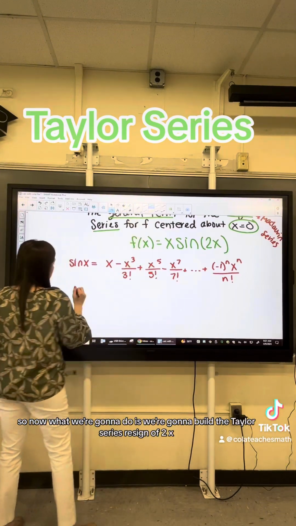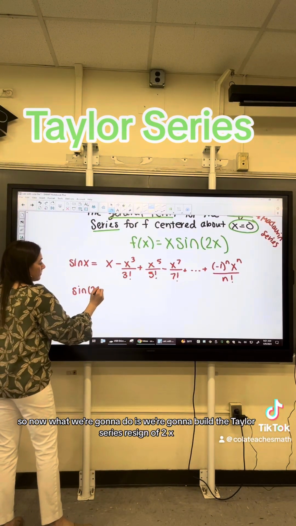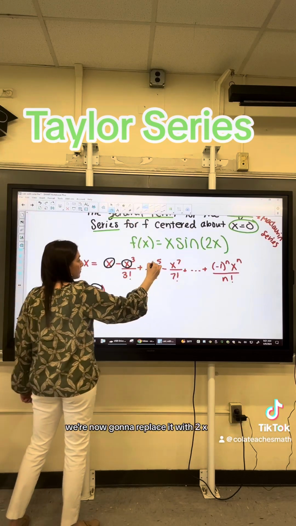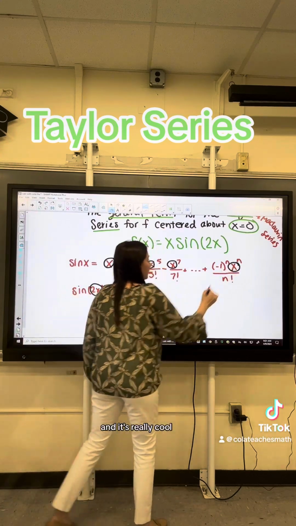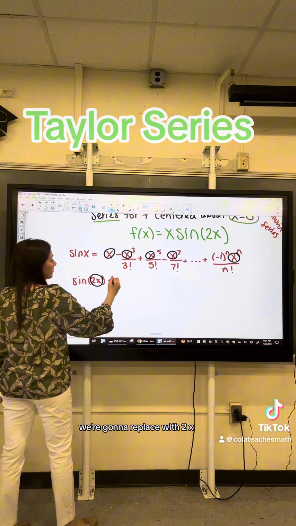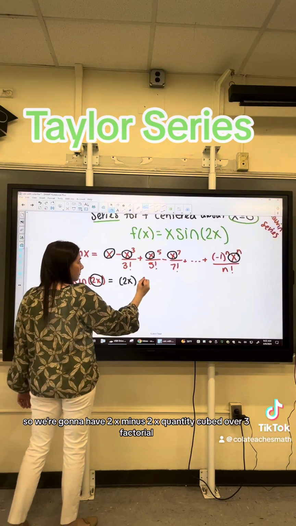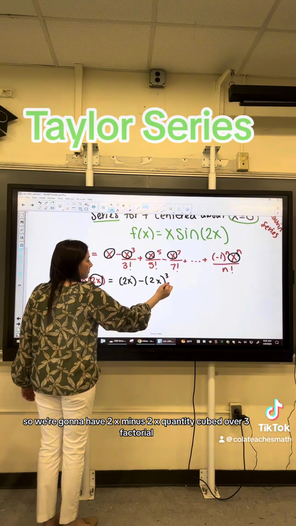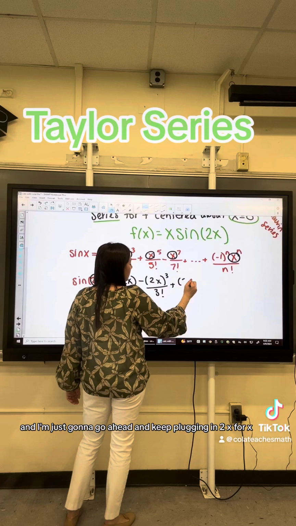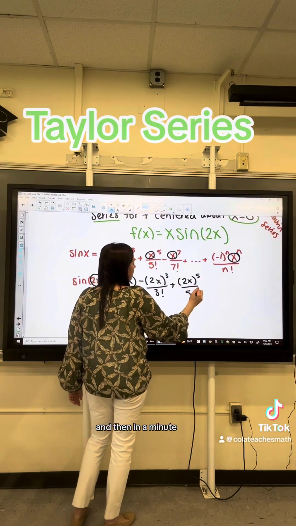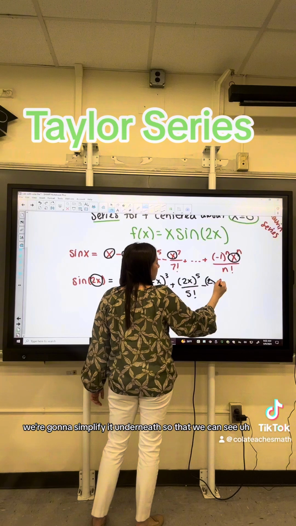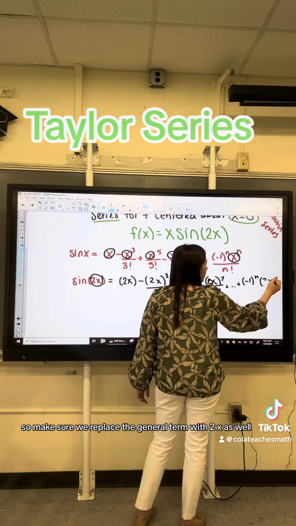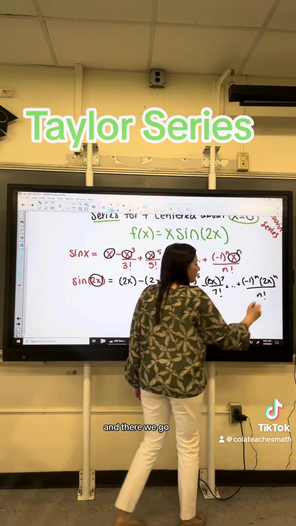So now what we're going to do is build the Taylor series for sine of 2x. Everywhere we see an x in the Taylor series for sine, we're now going to replace it with 2x. And it's really cool. So now watch what happens. Every x we see, we're going to replace it with 2x. So we're going to have 2x minus 2x quantity cubed over 3 factorial. And I'm just going to keep plugging in 2x for x. And then in a minute, we're going to simplify it underneath so that we can see what we get before we continue to build it. So make sure we replace the general term with 2x as well. And there we go. All right.